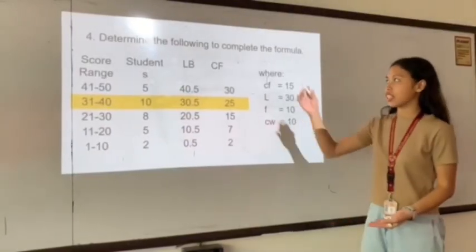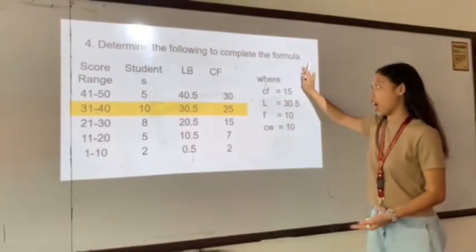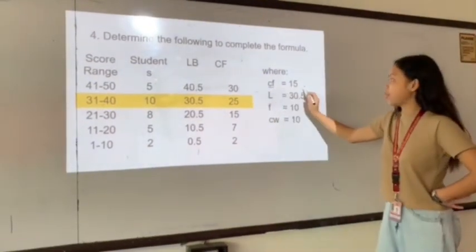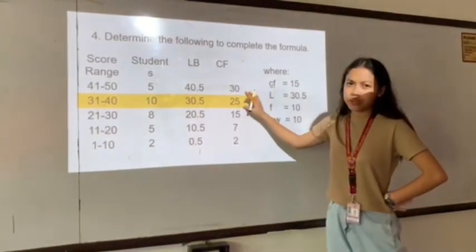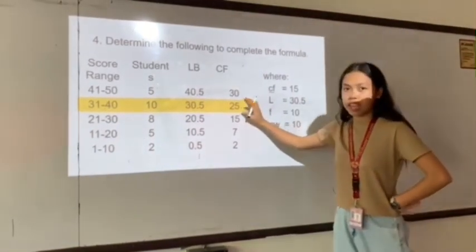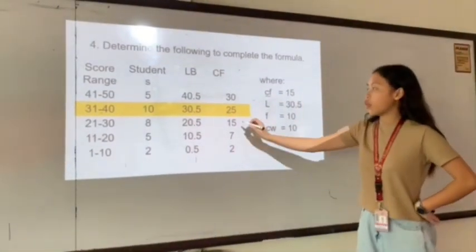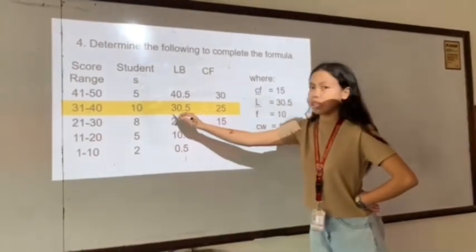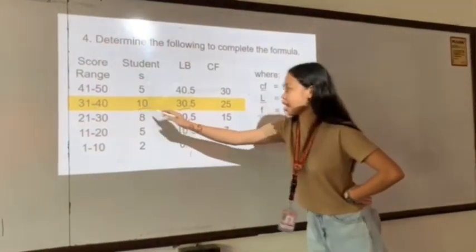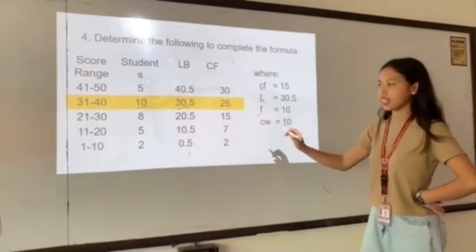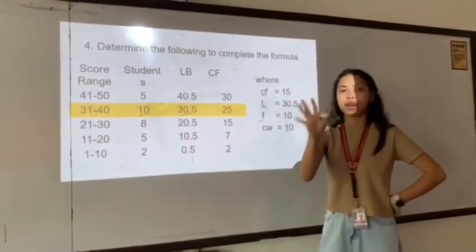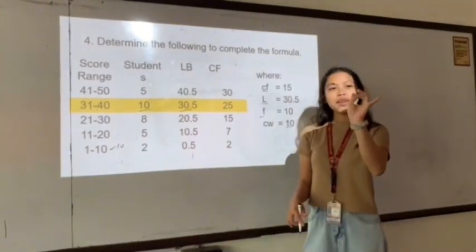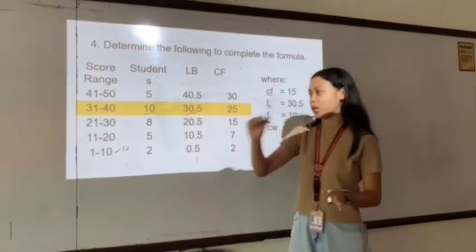Now, the next step is to determine the following values to complete the formula. Here the cumulative frequency is 15. However, our data belongs to 25, but you should get the lower cumulative frequency. Next is the lower boundary, which is 30.5. The frequency is 10, and the class width is 10. Why is it 10? Since counting 11, 12, 13, 14, 15, 16, 17, 18, 19, 20 gives 10 numbers.